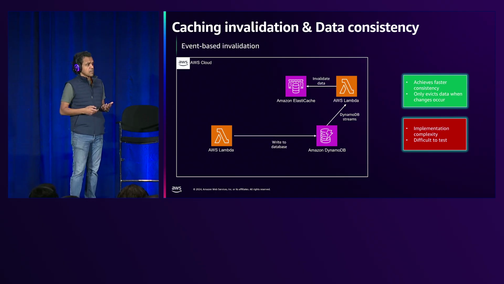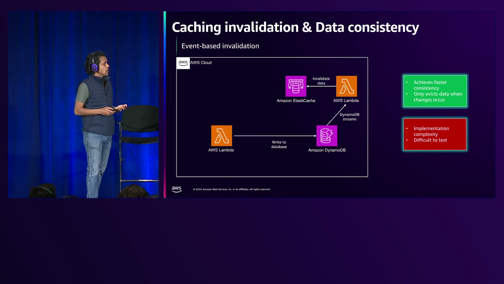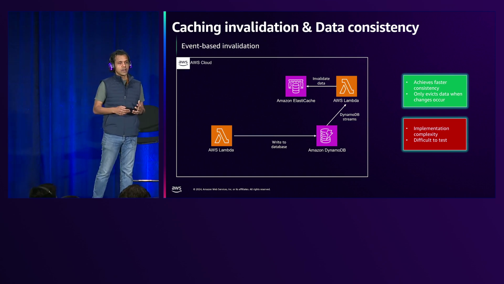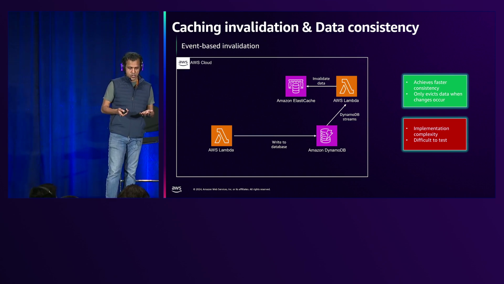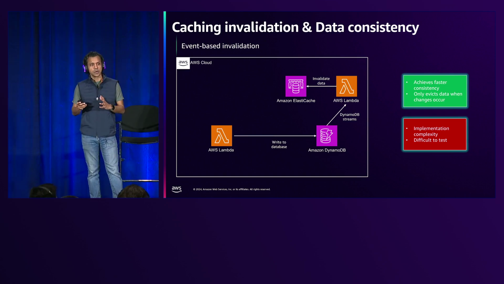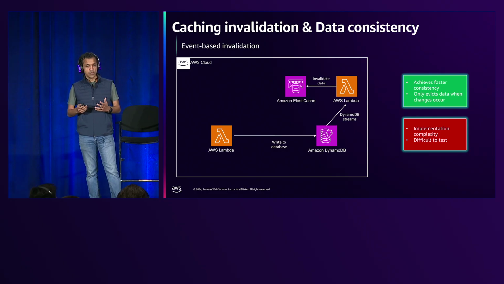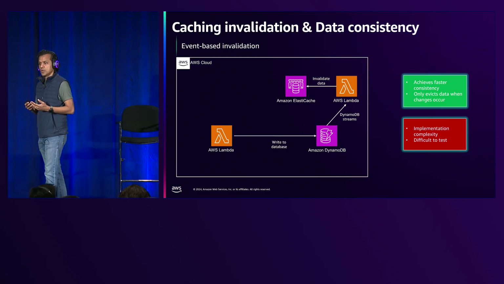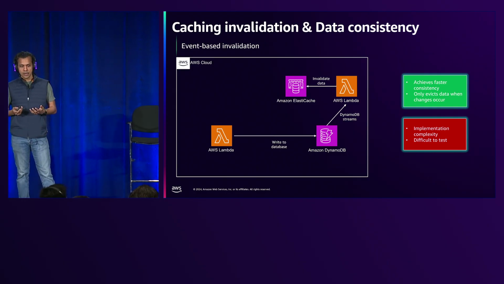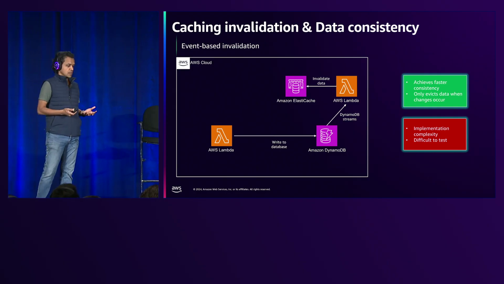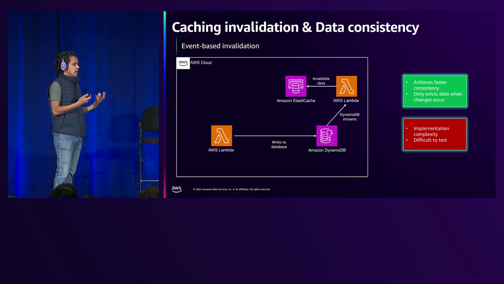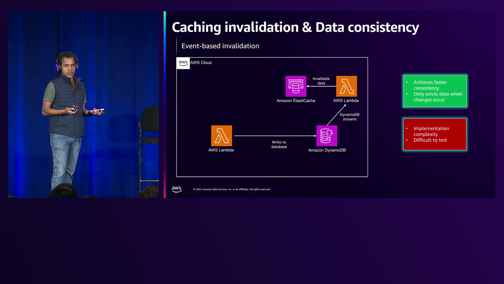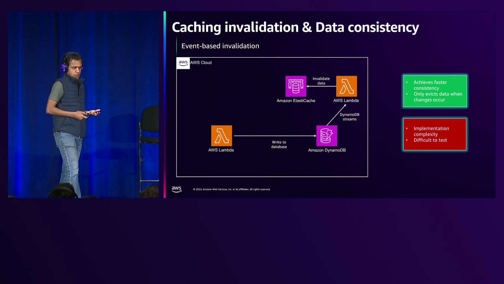The other one is event-based invalidation. Here, essentially, you build a separate system for invalidating your data. In this case, as you can see on the screen, we have a new compute Lambda layer, which is reading DynamoDB streams to consume the changes in the data. And when the data is changed, this Lambda will invalidate or update the data in the cache. Right? So you have a separate system which is doing this for you.